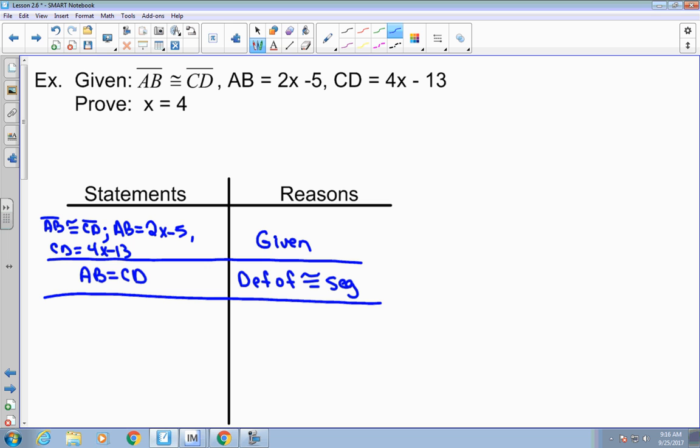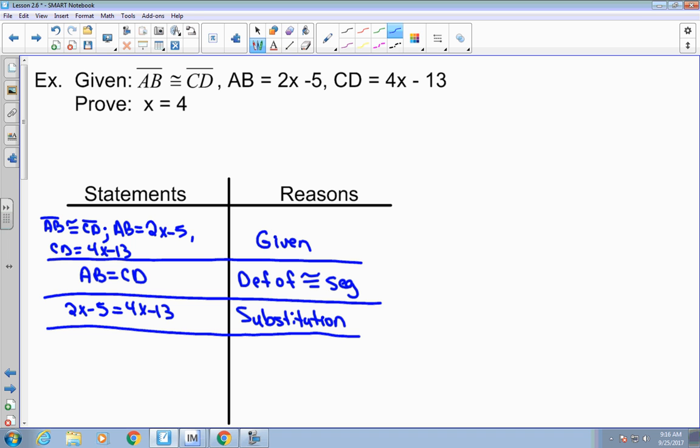So once I change this congruent statement into an equality statement, I can now go into the other part of the given, and I can replace AB with what it's equal to, and replace CD with what it's equal to. What's it called when you replace something with what it's equal to? Substitution. So I'm going to replace AB with 2x minus 5, and I'm going to replace CD with 4x minus 13. And that is substitution.